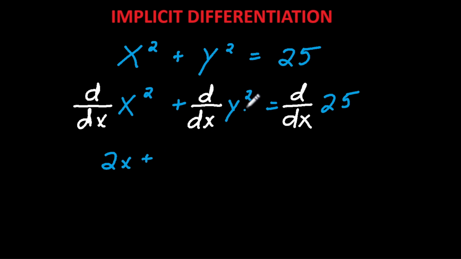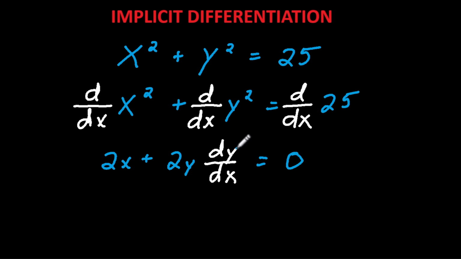plus. Now, when we take the derivative of y squared, we're going to treat this as if it's the chain rule with two separate functions, with the y itself being a separate function. So if I take the derivative of y squared, what I'll get is 2y. And then I need to take the derivative of what's inside, which is just y. So I'm going to take the derivative of y with respect to x. And then finally, on the other side, the derivative of a constant is just 0.